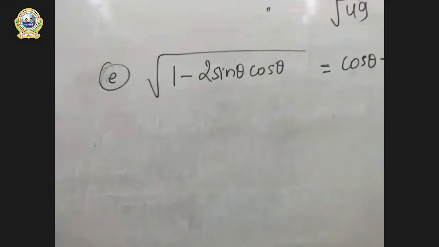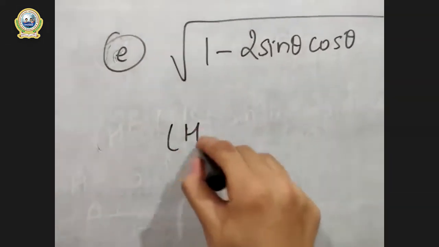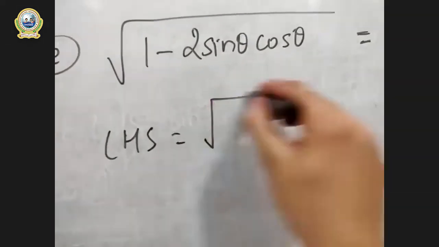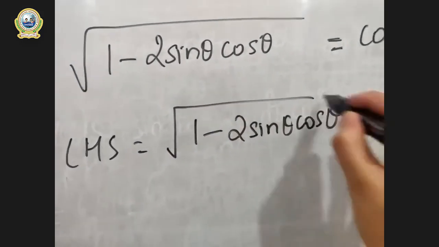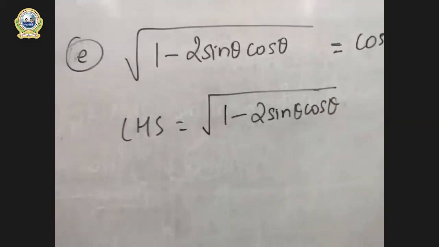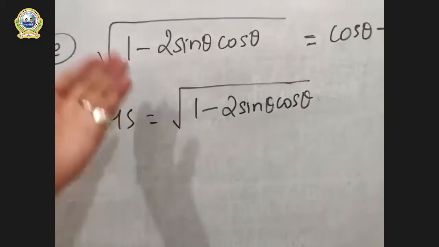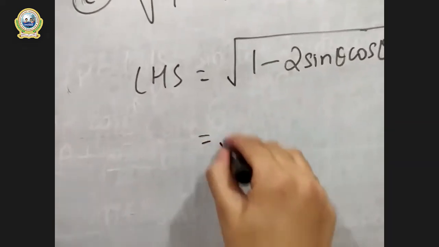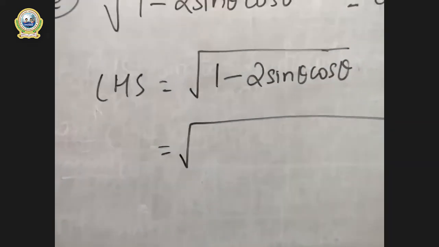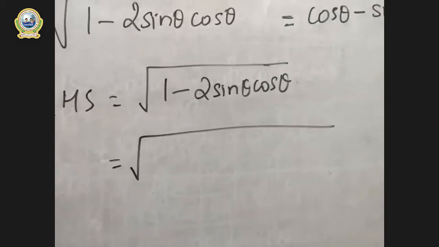Is it clear? So look at this. Let's write LHS first. It will be root under 1 minus 2 sine theta cos theta. I think there is no difficulty in understanding this one. This has been copied as it is, right? So for this question, now look very carefully, okay? This is a very crucial step of this question.